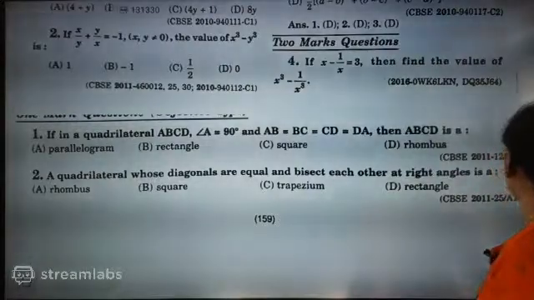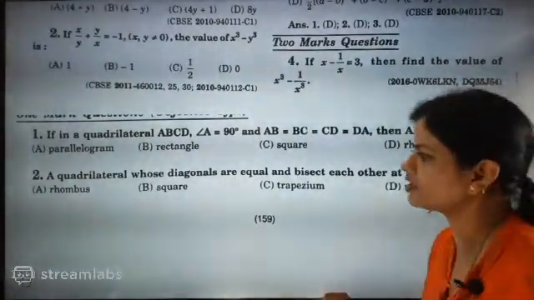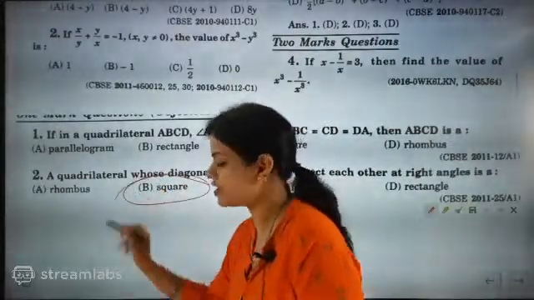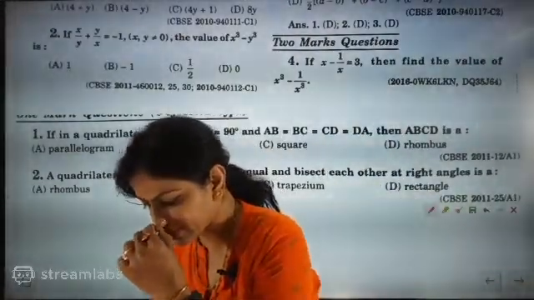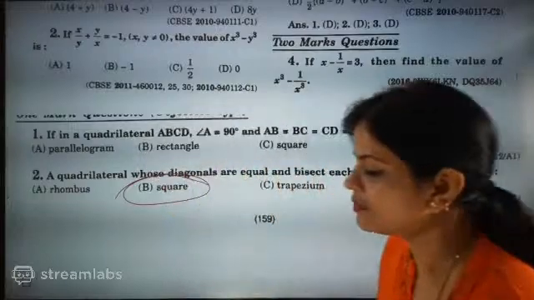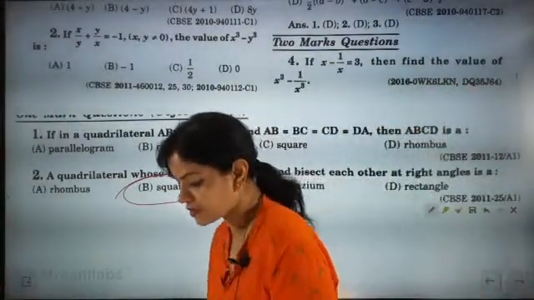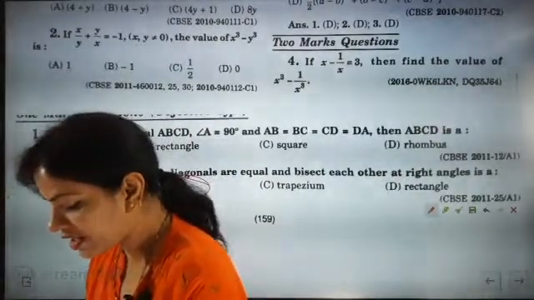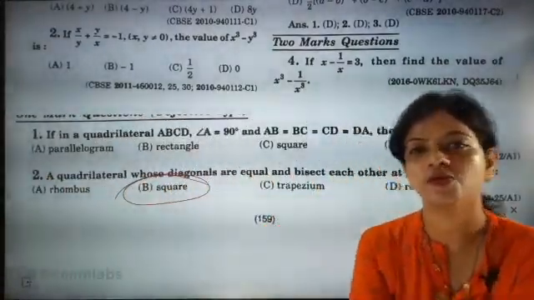In rectangle, diagonals are equal but perpendicular not there. So only square is the option left. It is going to be D or B. The correct answer here will be B, square.